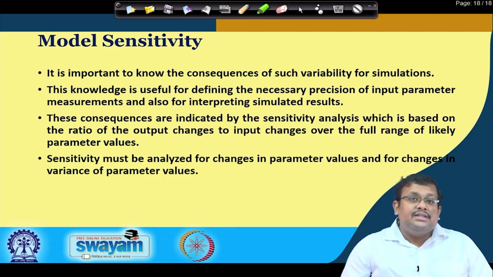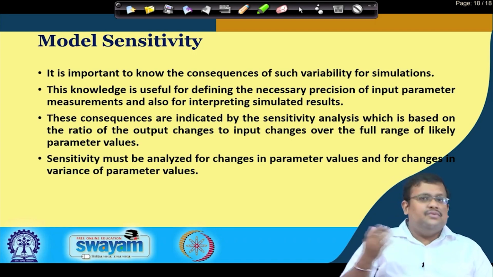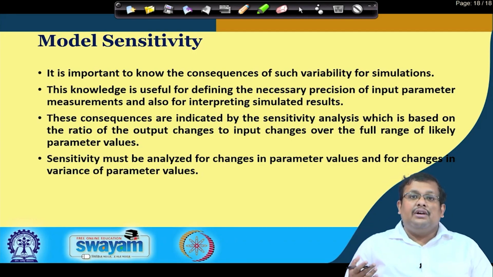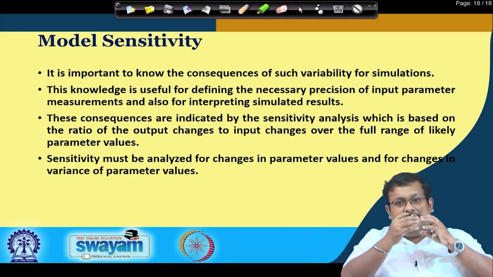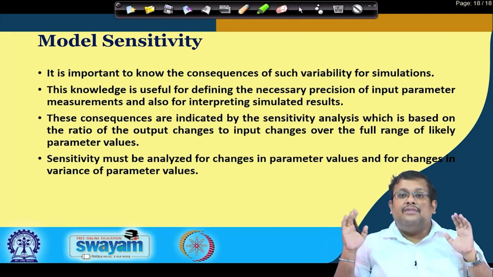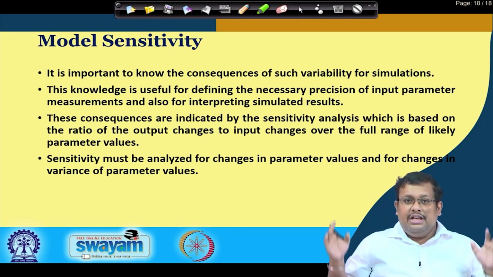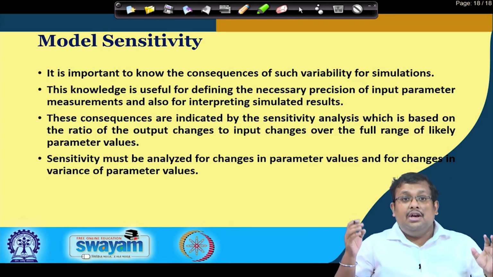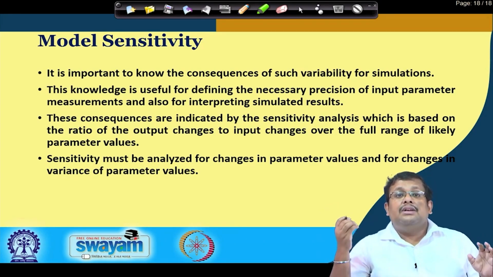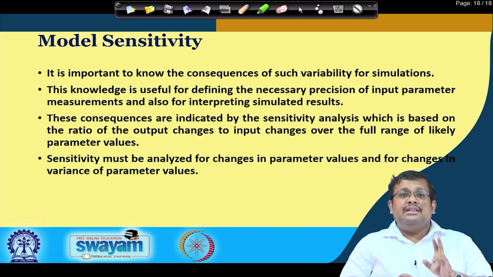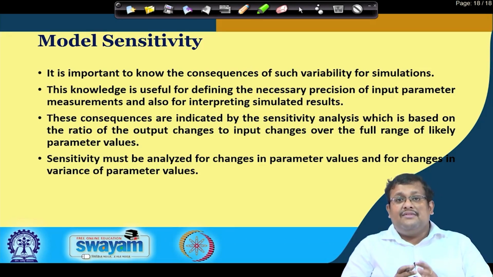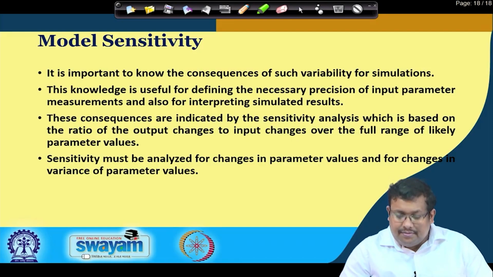results. Now, these consequences are indicated by the sensitivity analysis, which is based on the ratio of output change. I have already told you, this is basically the ratio of output change to input changes over the full range of likely parameter values. So, in the full range of the likely parameter values, for example, the values which we see in case of KOC, if you take the whole range of values and we see what is the ratio of the output changes to input changes, then it is a measure of the model sensitivity. Remember, sensitivity must be analyzed for changes in parameter values and for changes in variance of parameter values.